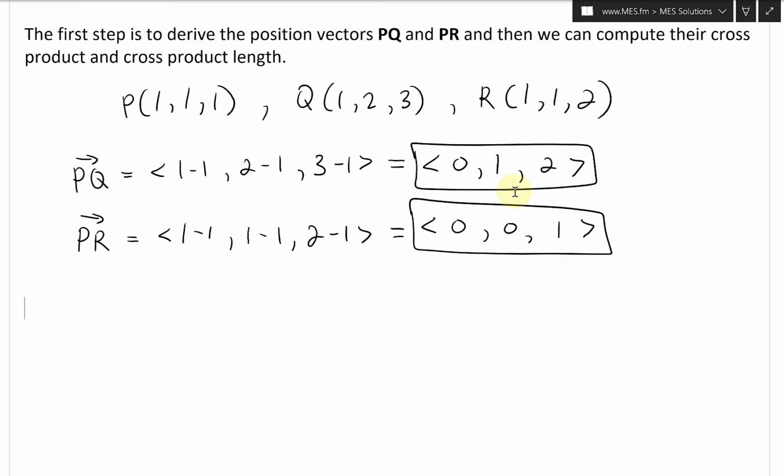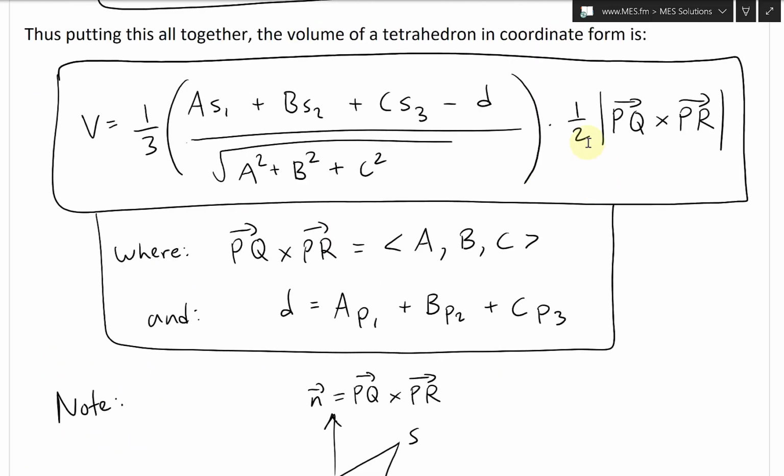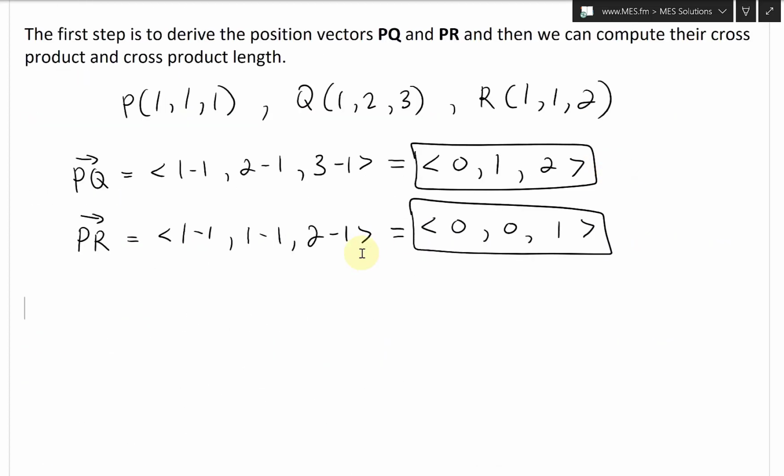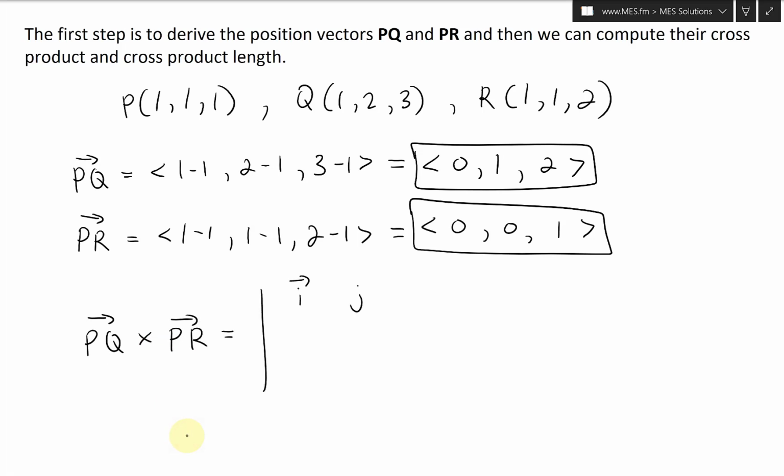Alright, now that we have this, let's solve the cross product and then do the cross product length afterwards. Because again, we'll need the cross product for this ABC, and then the cross product length for this area there. So let's write this down. PQ cross PR is equal to, and then write this in determinant form. Let's move this down a bit because we're going to write this in the giant determinant. I, J, K, like that. The next row is 0, 1, 2, then 0, 0, 1, like that.